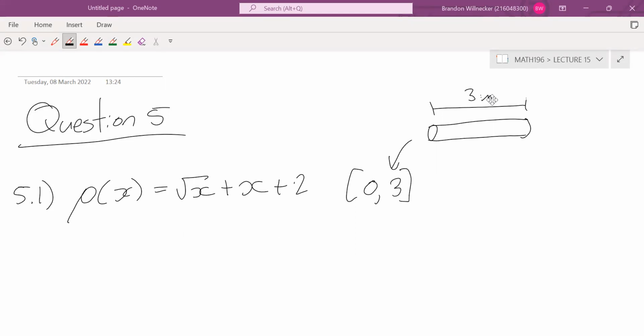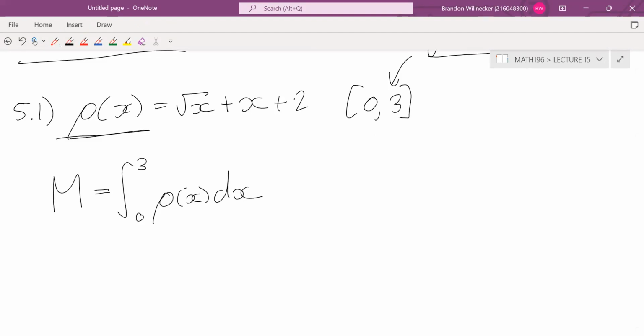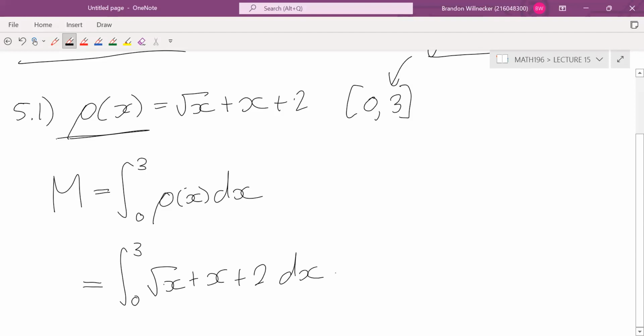Okay, so what we want to do is find the total mass of the rod if we know the linear mass density rho. Remember, density is the derivative of mass with respect to the length. So if we want to undo that to find the mass, the mass is going to be the integral from 0 to 3 of rho of x dx. We're just undoing that density calculation to get the total mass. So this is going to be the integral from 0 to 3 of root x plus 2 dx.